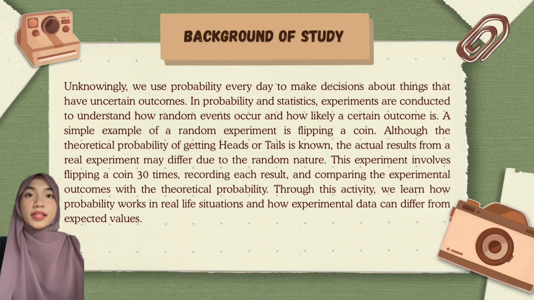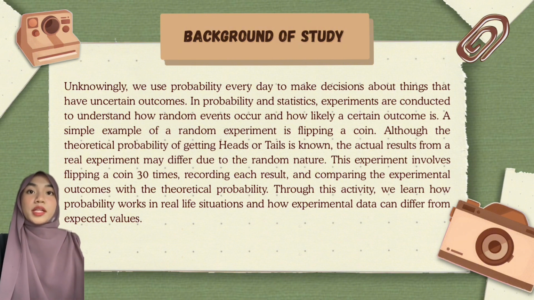Background study. Unknowingly, we use probability every day to make decisions about things that have uncertain outcomes. In probability and statistics, experiments are conducted to understand how random events occur and how likely a certain outcome is. A simple example of a random experiment is flipping a coin.